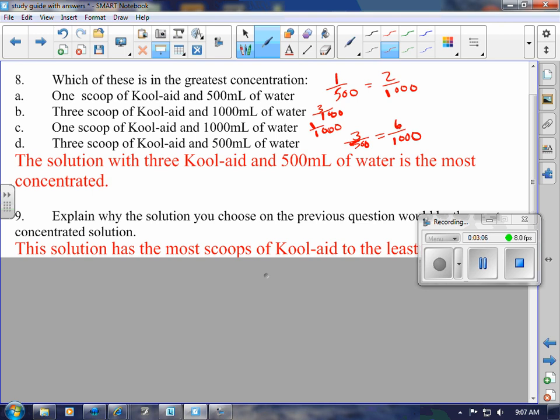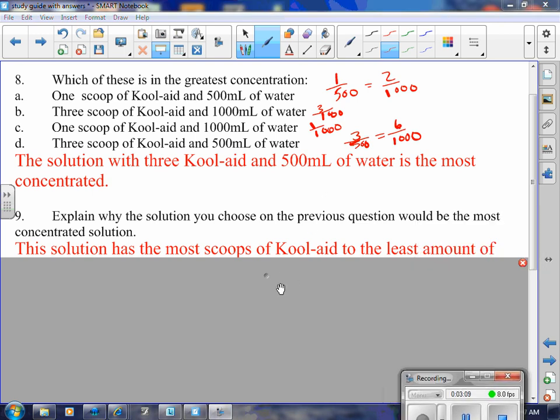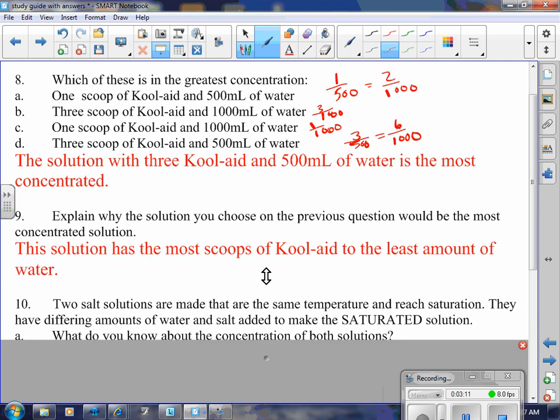The solution that we chose was the largest, and I just proved it up here with those fractions. It has the most Kool-Aid to the least amount of water.